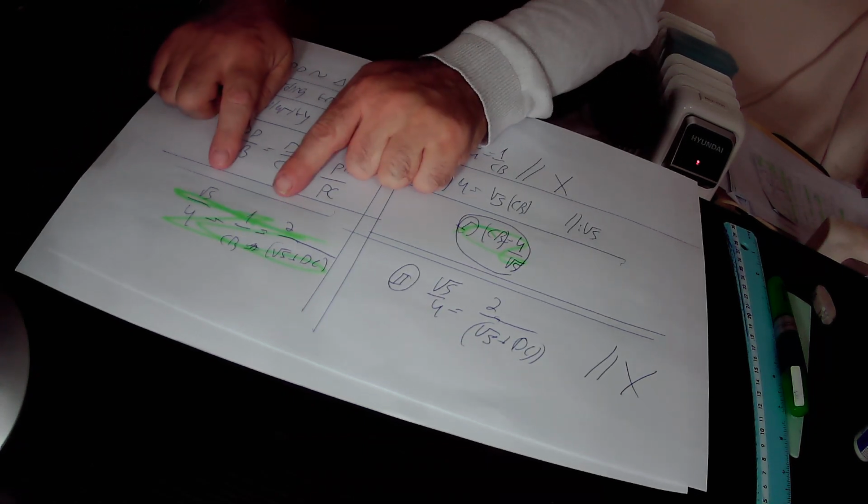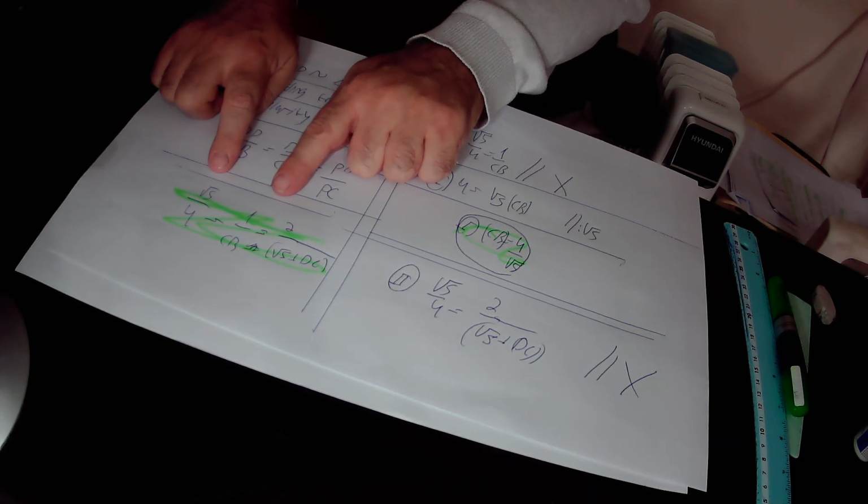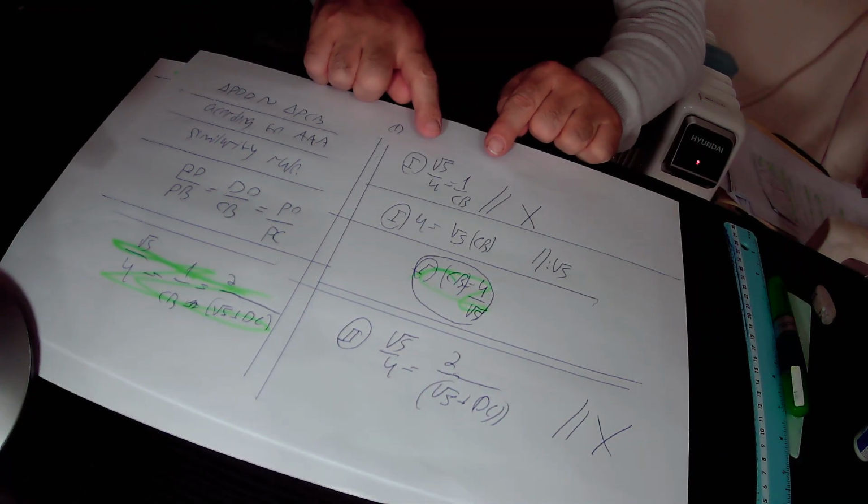Those two sides of this equation are equal to each other, so we can get equation 1 from those two sides. So according to equation 1, square root of 5 over 4 equals 1 over CB.